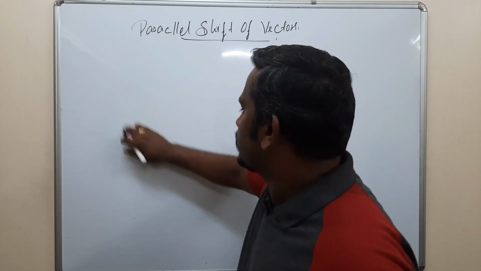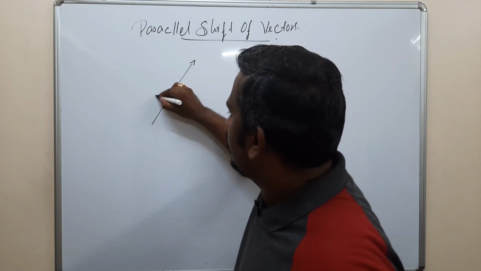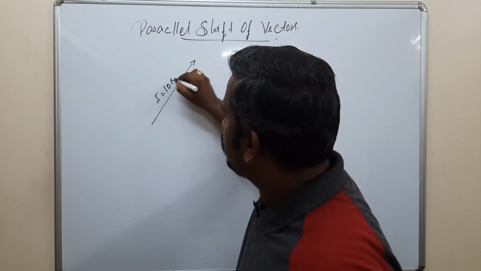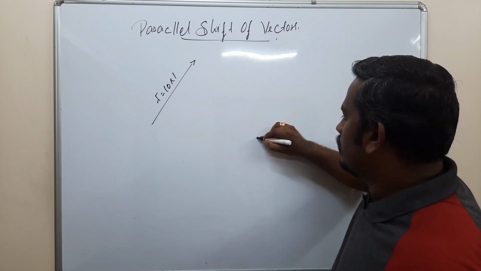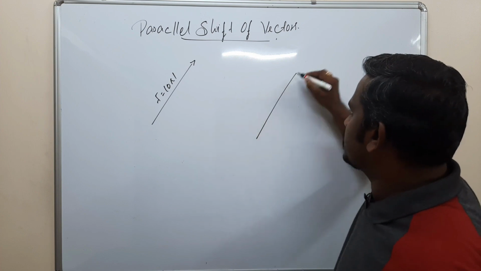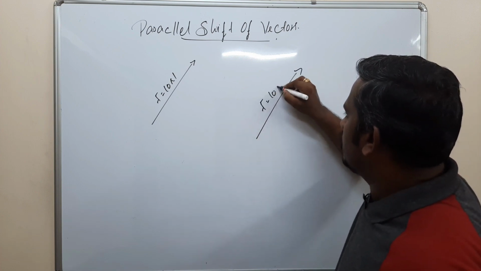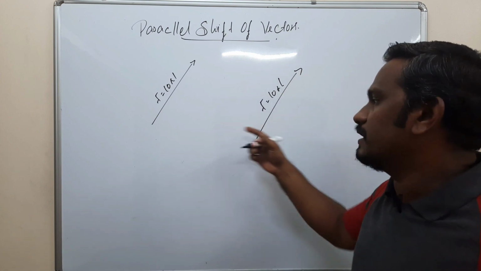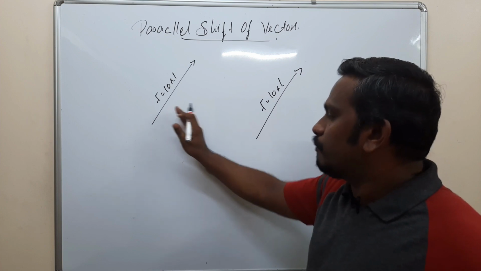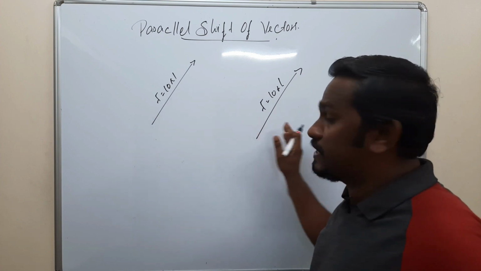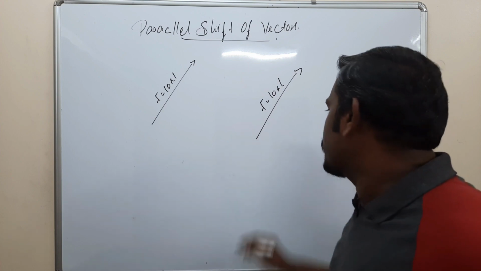Suppose this is a vector, so that is F is equal to 10 Newton. So the same vector we can place also here, without changing the direction and without changing the magnitude. So F is equal to 10 Newton. So the meaning is both the vectors are correct. Okay, so we are moving this vector from this place to this place without changing the magnitude and direction. This is a parallel shift of vectors.